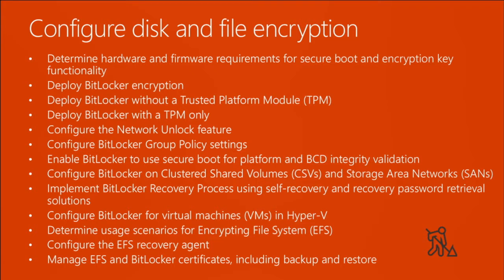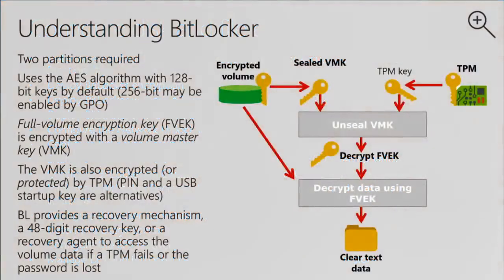For example, configure the Network Unlock feature, which was available in Windows Server 2012, but not so many people are already familiar with this one. For example, implementing BitLocker on Cluster Shared Volumes, CSV, and storage area networks. Well, what else could I see? Yeah, probably some new options, including backup or restore of Encrypting File System keys and BitLocker certificates and so on.